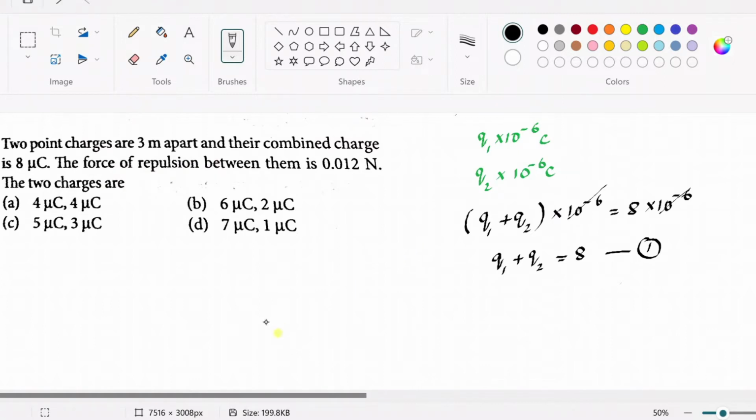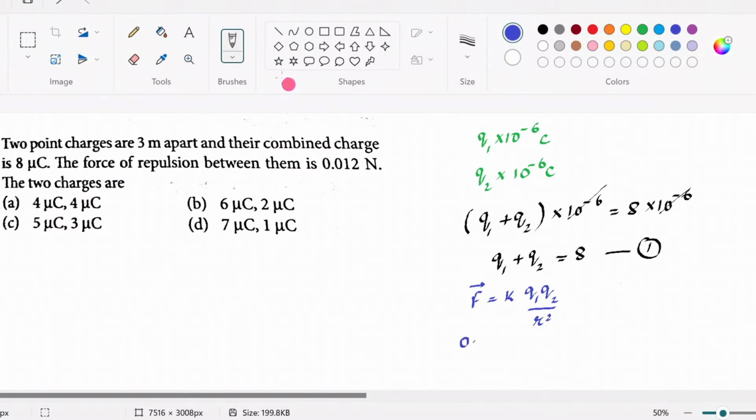Next, the force of repulsion between them is 0.012 Newton. Now, which force acts between two charges? Coulomb's force. Okay, and what's the Coulomb's force from first chapter? F is equal to K Q1 Q2 upon R square. What's K? K is 9 into 10 to the power 9. So let's put here the values.